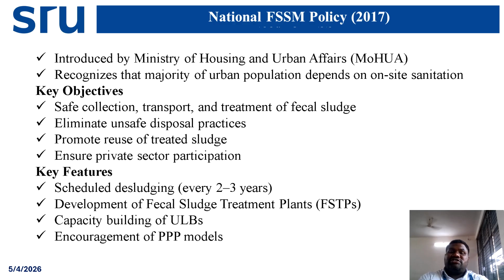So what are the key features? Scheduled desludging every 2 to 3 years, development of fecal sludge treatment plants, then capacity building of urban local bodies. Here capacity building means we need to give training on how to manage the operation to the stakeholders of a particular urban local body. Encouragement of PPP models, because handling of this sludge is not safe for humans.